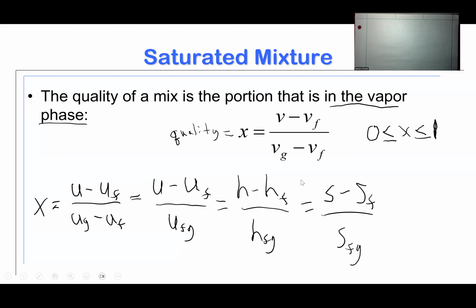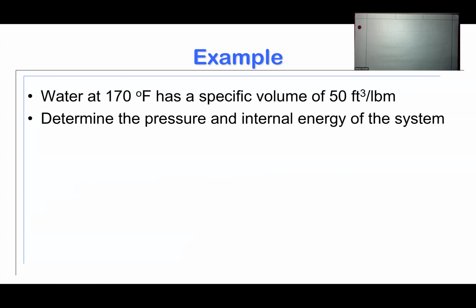Okay, so let's look at an example of that. So let's say that I've got water. Let's write out what we know here. Another example, given that I've got water, I've got a temperature of 170 degrees Fahrenheit, and I've got a specific volume of 50 cubic feet per pound mass.